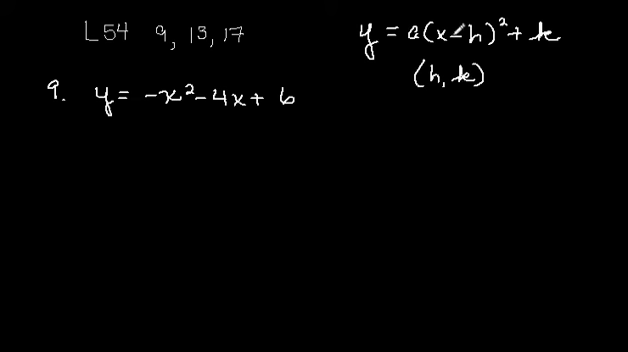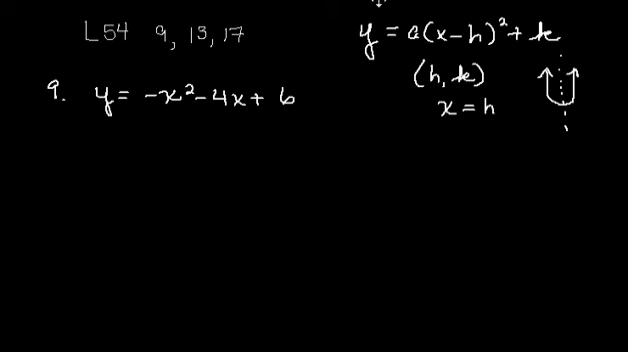The axis of symmetry is that middle line that goes down the center of the parabola, and everything else is symmetrical. The axis of symmetry is the same as the h. The axis of symmetry would be x equals h. Remember, x equals is always a vertical line.